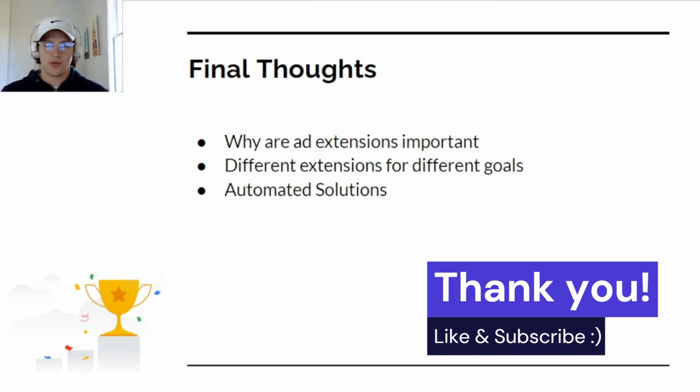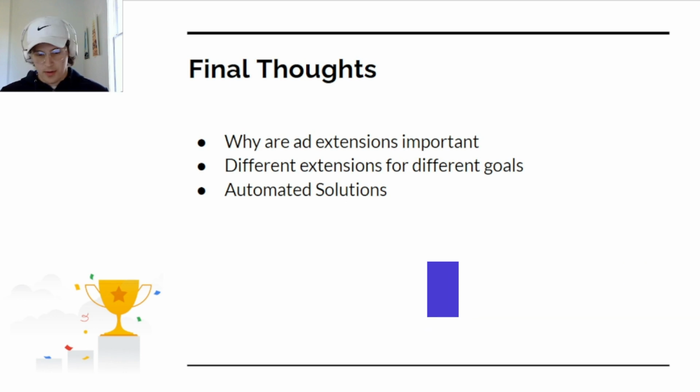The second piece is just different extensions for different goals, right? So make sure that you're using the right extensions for the right marketing goals, right? If you really want to drive people towards certain pages, use your site links. If you have a great sales team that can handle calls, add those calls. You don't need to use all of them, right? But just make sure you're adding as many as you can that are still relevant to your marketing goals. And then the last piece is going to be just automated solutions, right? Give Google the ability to rotate through these assets and these extensions to find the right combination that drives results.